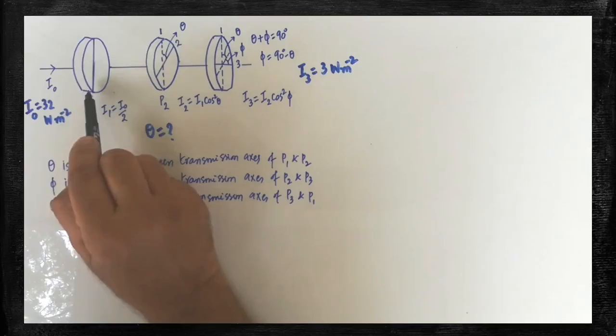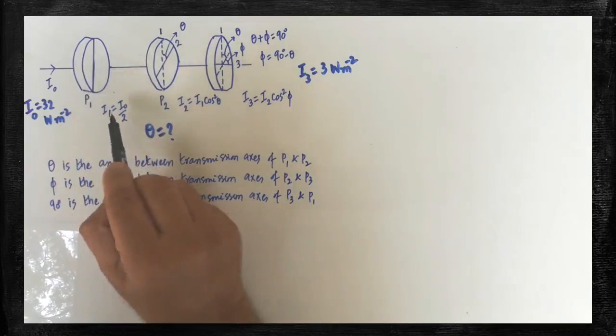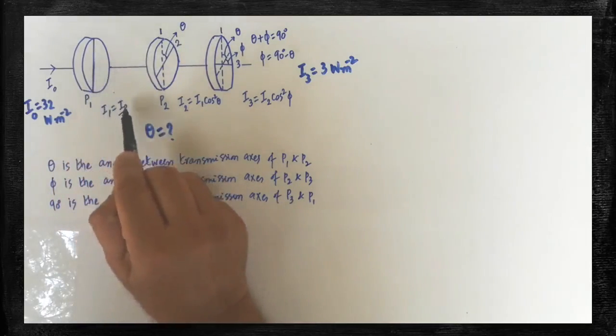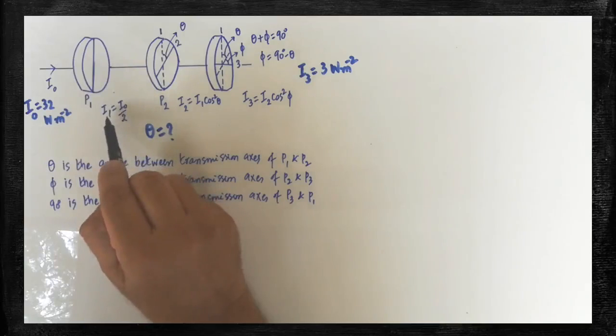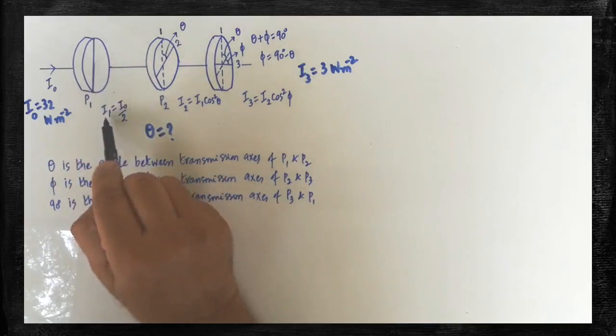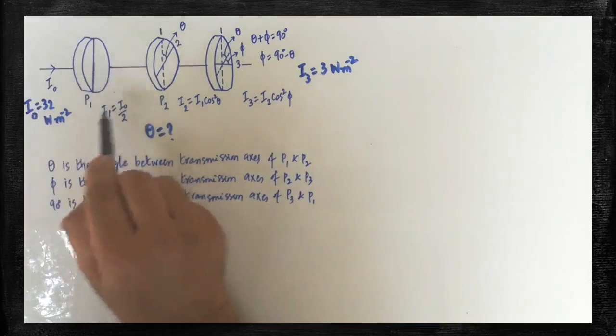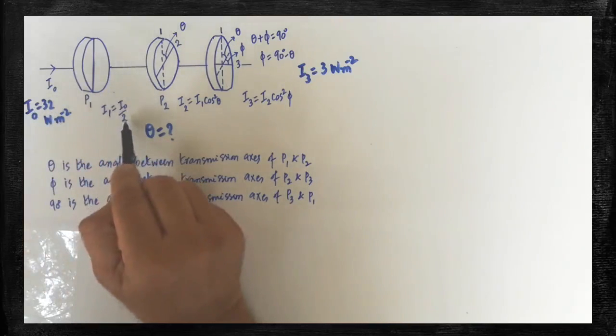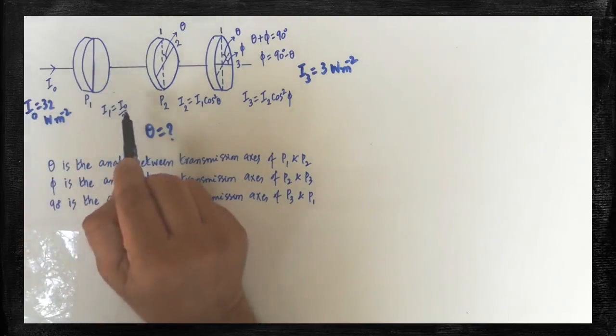After incidence on the first Polaroid, we know very well that the intensity of the outcoming polarized light will be reduced to half. Therefore, the outcoming light's intensity can be called I1. Its intensity will be equal to I naught by 2. That is, the initial intensity is reduced by half, I naught by 2.